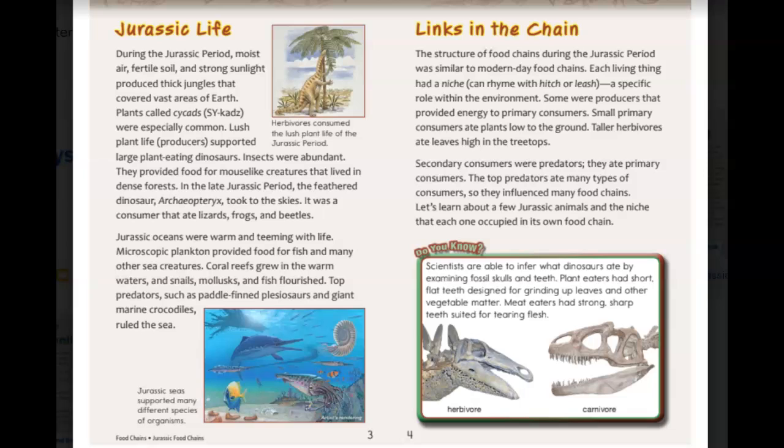In the late Jurassic period, the feathered dinosaur Archaeopteryx took to the skies. It was a consumer that ate lizards, frogs, and beetles.